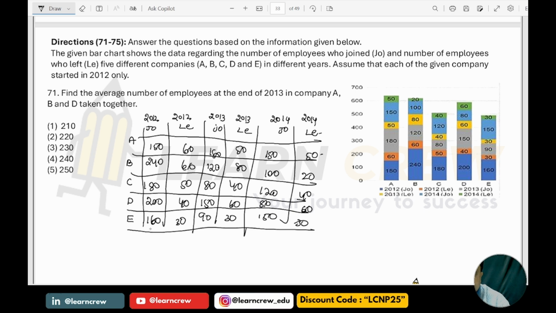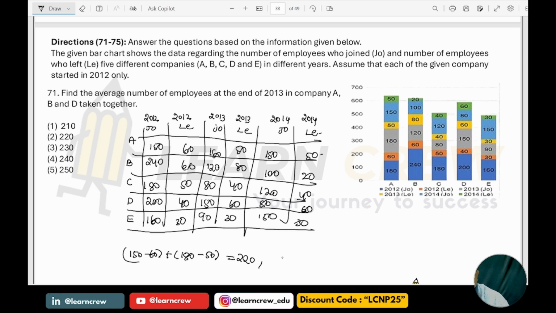So what does it mean? JO, joined, LE, leaving. So 150 minus 60 plus 180, 180 minus 50 is equal to how much? 90 plus 130 is 220 for A.